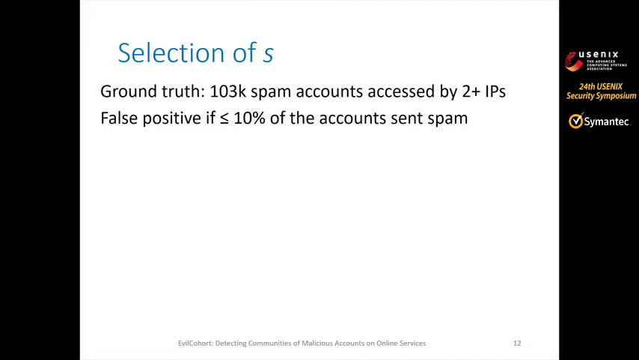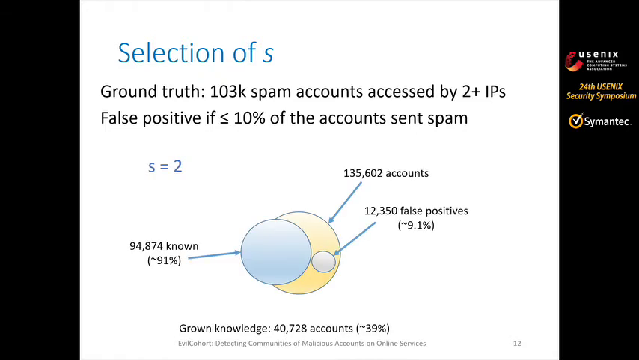So basically, we had in blue the accounts in the ground truth, in yellow the additional detections that we made, and the smaller circle are the false positives, the accounts for which we could not confirm that they were spammers, based on this definition. So with a threshold of 2, we can detect most of the accounts in the ground truth, 91% of them. With our method, we can increase our knowledge of malicious accounts by 40%, but the false positives are huge, 9%, which is totally unacceptable.